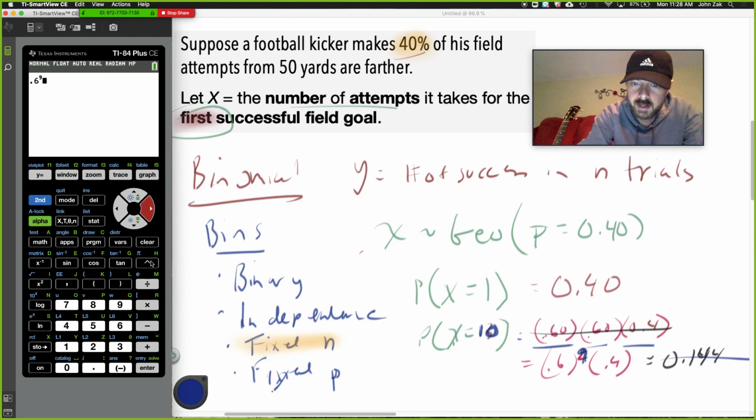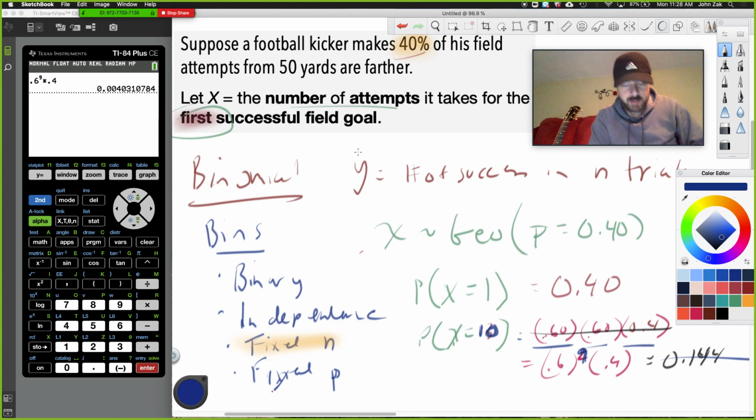Stupid calculator, 0.6 raised to the 9th power. That's one of the reasons why I just like using physical calculators instead of these digital ones, because I always mess up how I type it in. But there you go. You can see that that is a pretty low probability. There's only a 0.4% chance that you'll actually get your first success on exactly the 10th trial, and the previous 9 were all misses, right? So that's kind of nice.